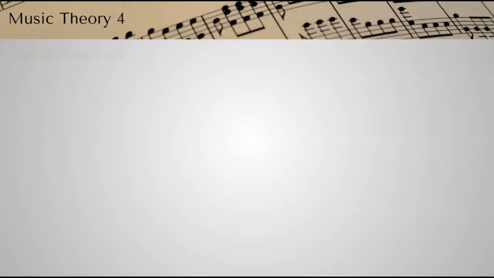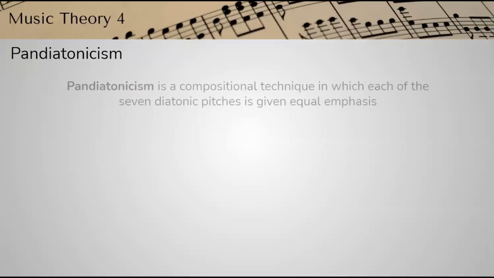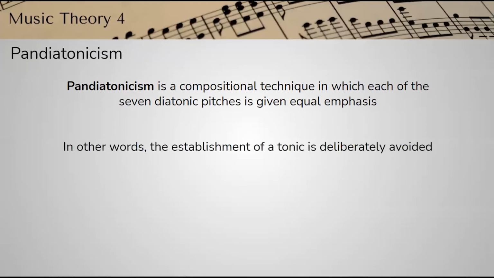Okay, one more concept, and this is sort of controversial, but the book does present it, so we should probably talk about it. It's something called pandiatonicism. It's a compositional technique in which each of the 7 diatonic pitches is given equal emphasis. So, in other words, the establishment of a tonic is deliberately avoided. Now, this just means that we are kind of treating each note of the scale as if it has just as much importance as the tonic note of the scale.